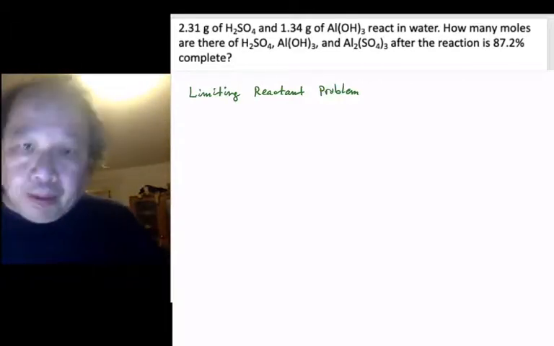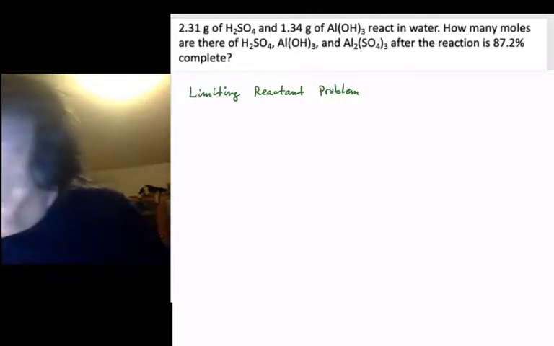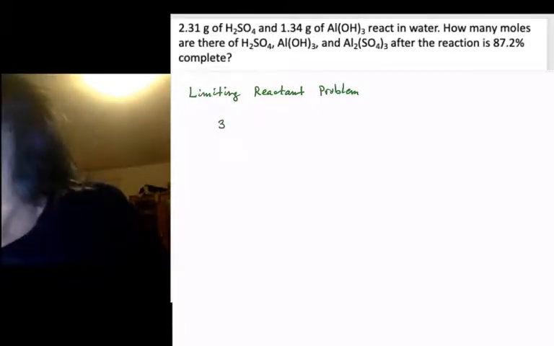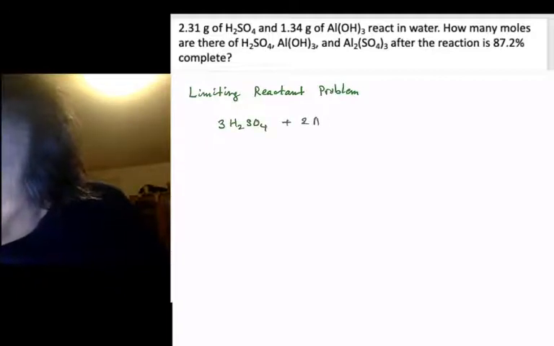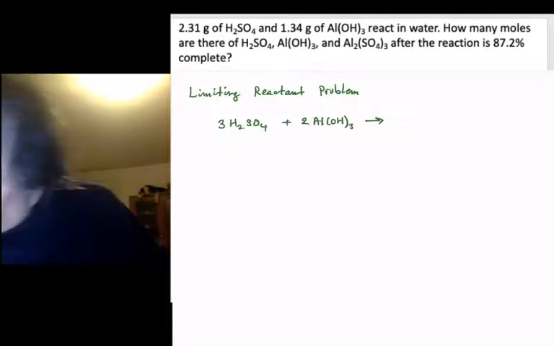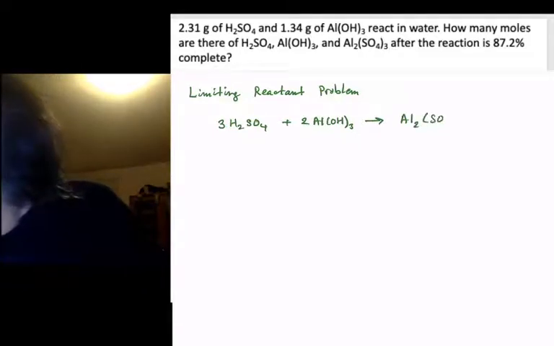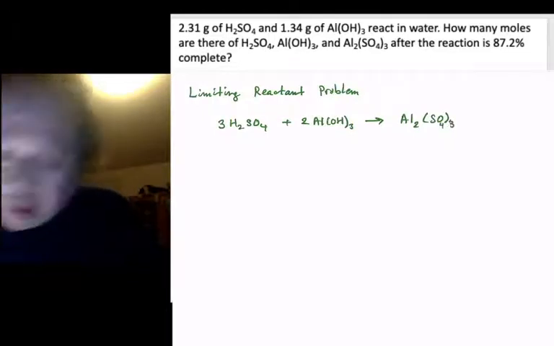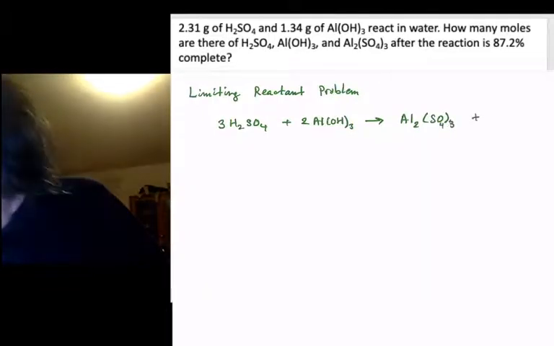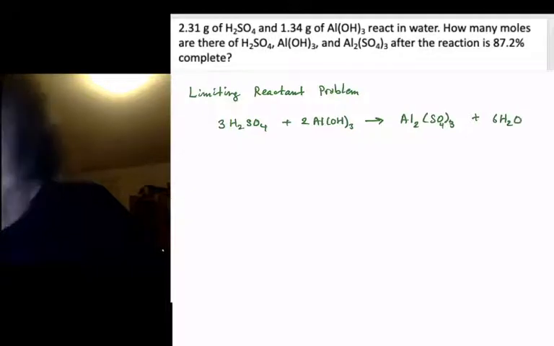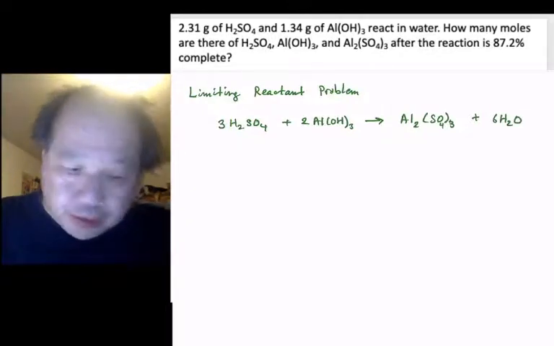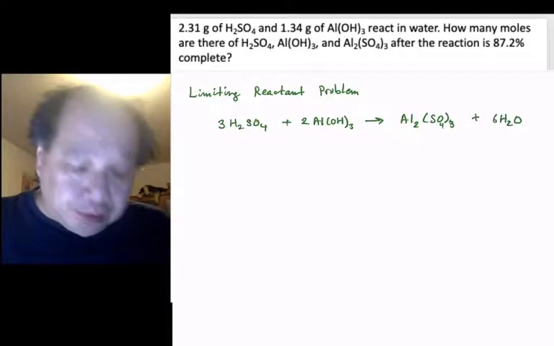So we start by writing the balanced chemical reaction, which we know from last time is 3 H2SO4s, 3 sulfuric acids, plus 2 Al(OH)3s, aluminum hydroxide, going to aluminum sulfate, plus 6 waters, the balanced chemical reaction. And the method I'm going to teach you is based on the ICE table.